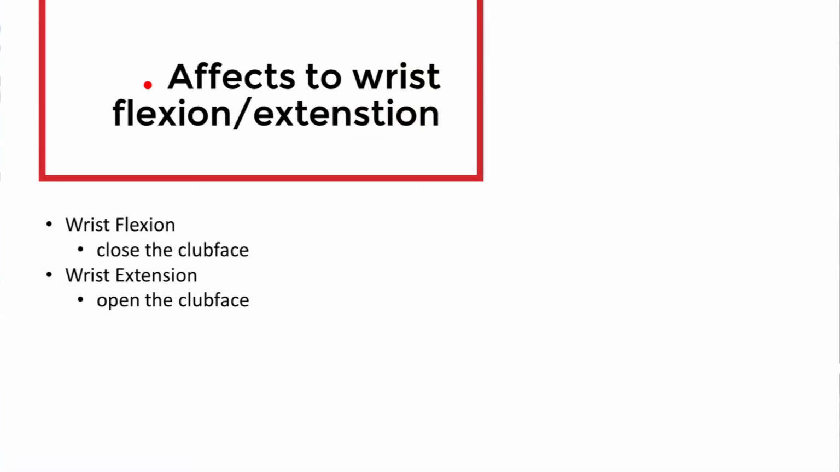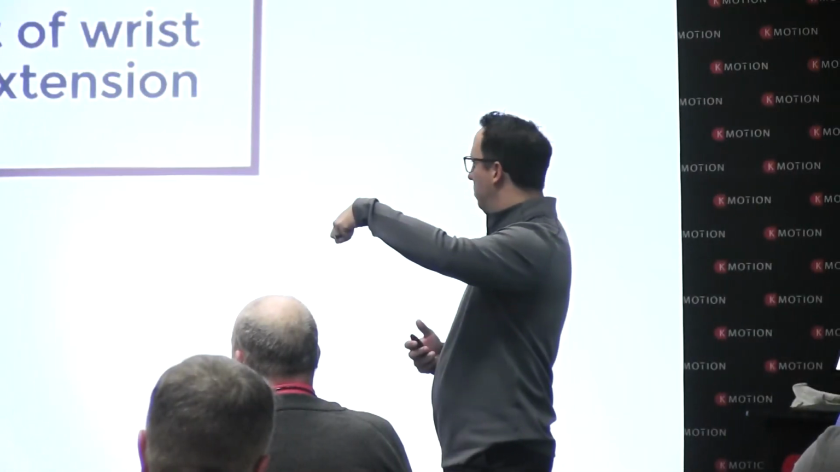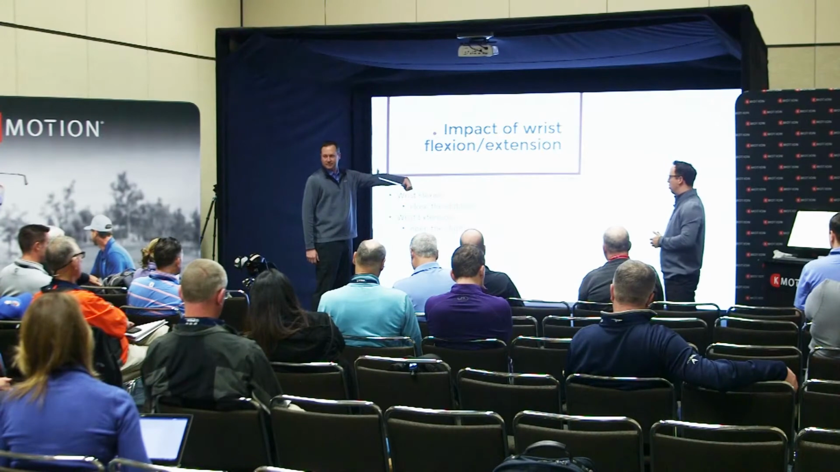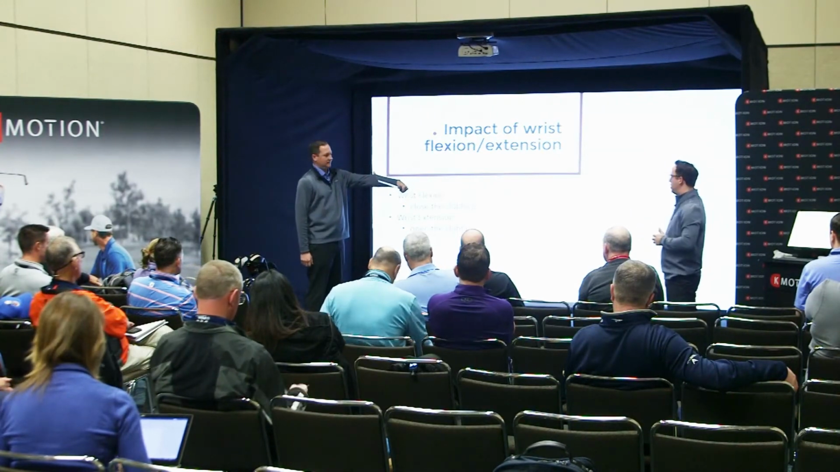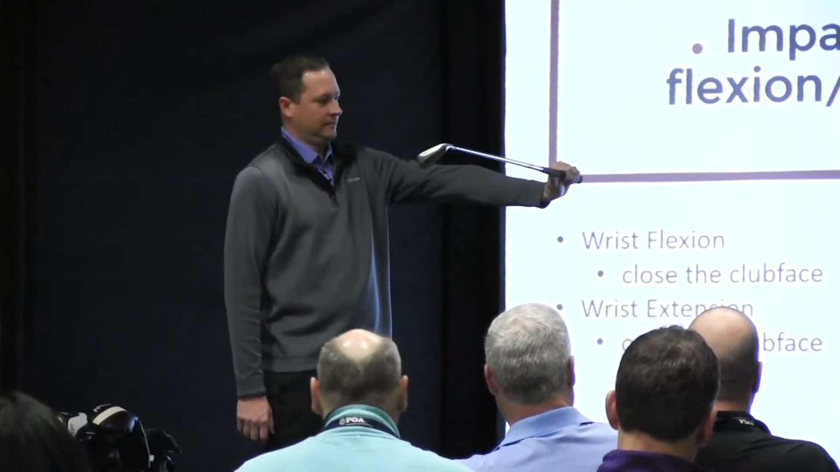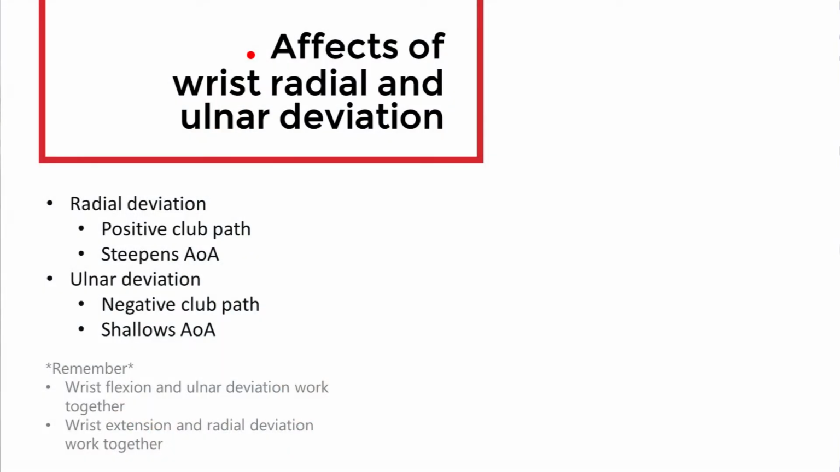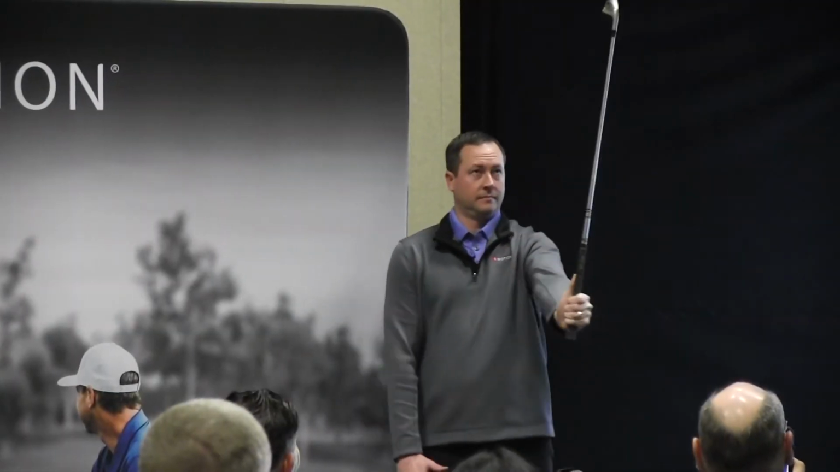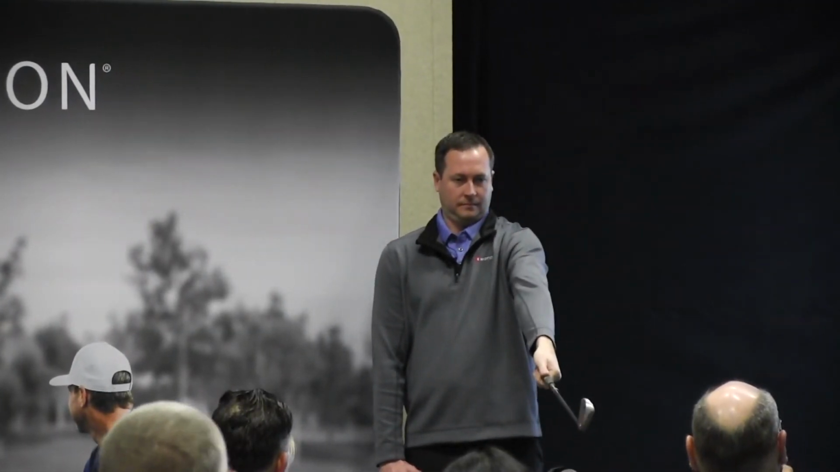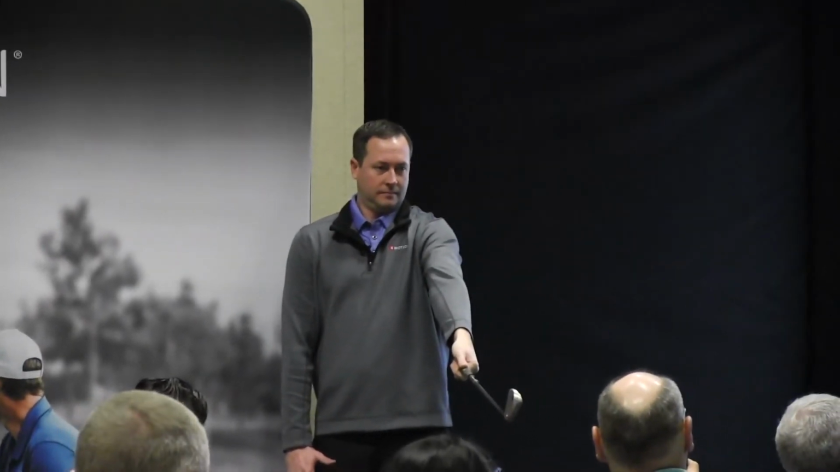Impact of wrist flexion extension. This one's pretty direct. More flexion of the lead wrist, it's going to close the club face down. More extension will open the club face. Then when we add that to deviation, radial deviation will have a negative club path impact and steepens the angle of attack. Vice versa for ulnar deviation: positive club path, and it shallows the angle of attack.